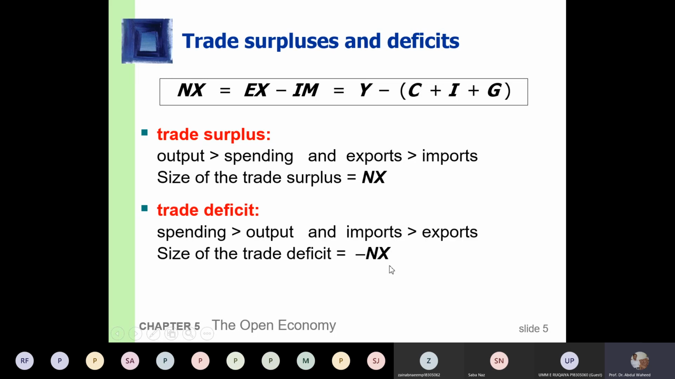And we have a trade deficit in the opposite case. This means our spending would be more than output. Spending here has a minus sign. So if this negative term is more than this, we have negative net exports, and negative net exports mean our imports are more than exports.